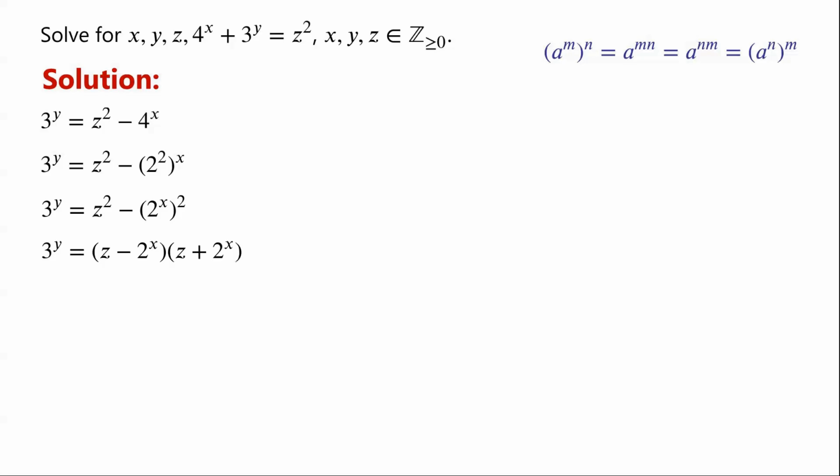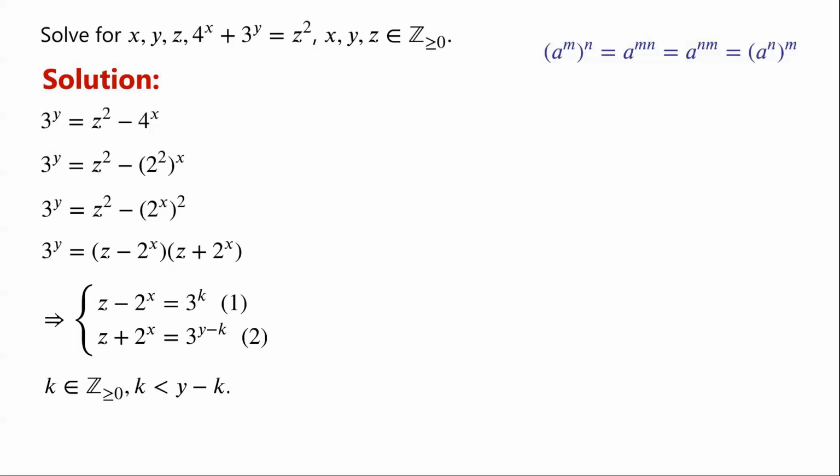As x, y, z are non-negative integers, z minus 2 to the power of x and z plus 2 to the power of x must be factors of 3 to the power of y. So we let z minus 2 to the power of x equal 3 to the power of k, and z plus 2 to the power of x equal 3 to the power of y minus k, where k is a non-negative integer, and k is less than y minus k, as z minus 2 to the power of x is less than z plus 2 to the power of x.